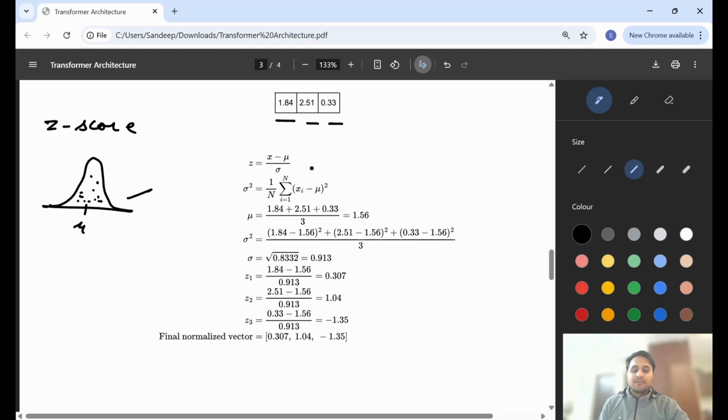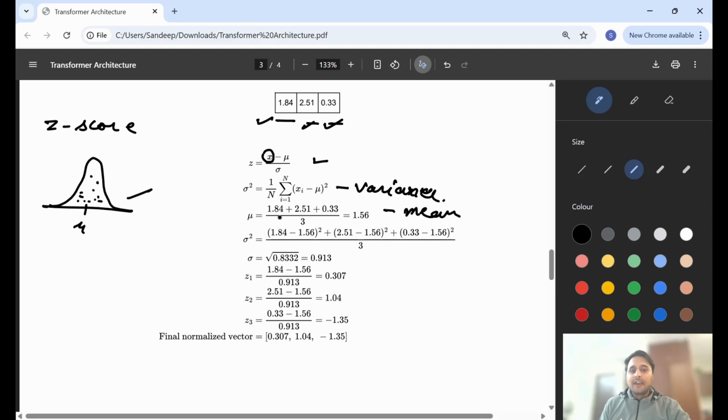For now, I'm saying that to normalize the values, we use Z score. In the Z score, X is basically these three values. And sigma square is the variance, and mu is our mean.